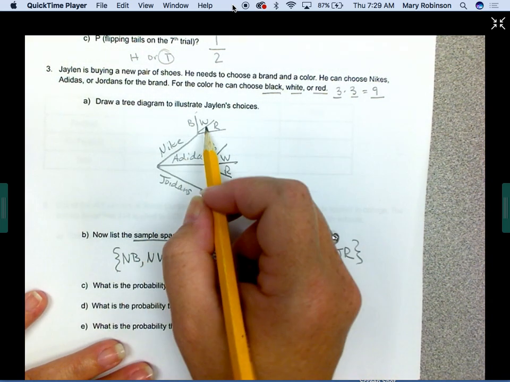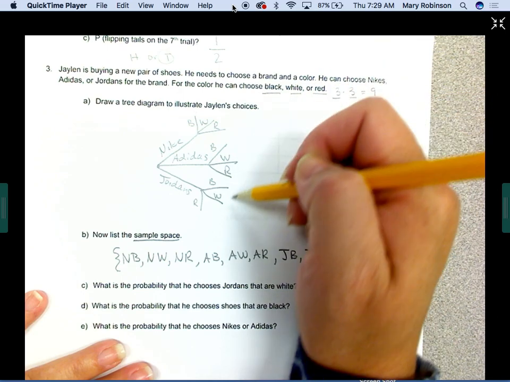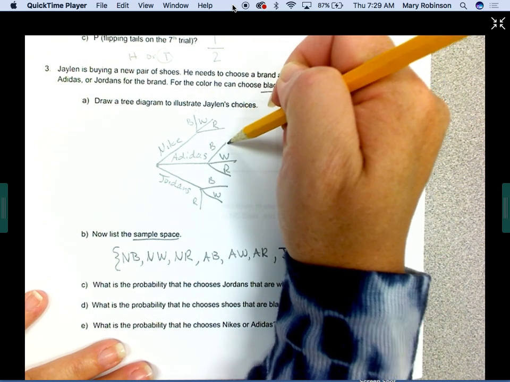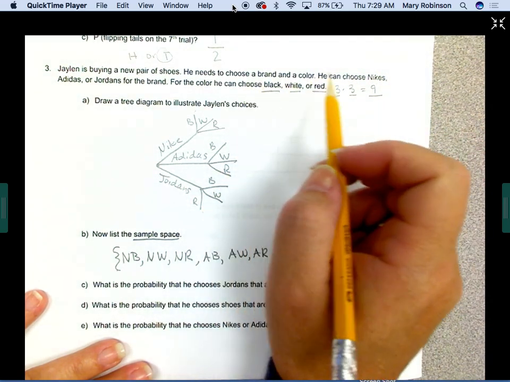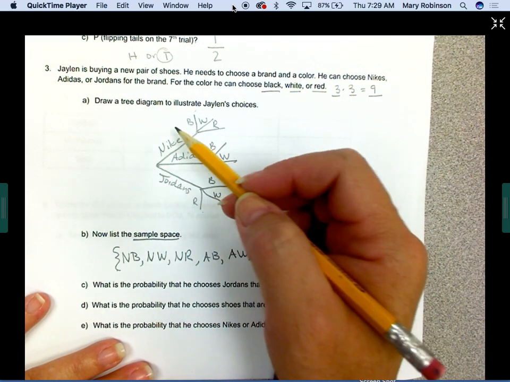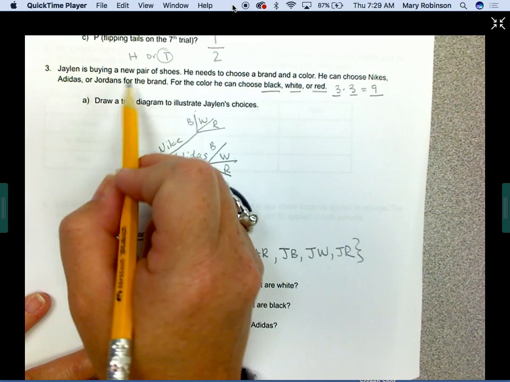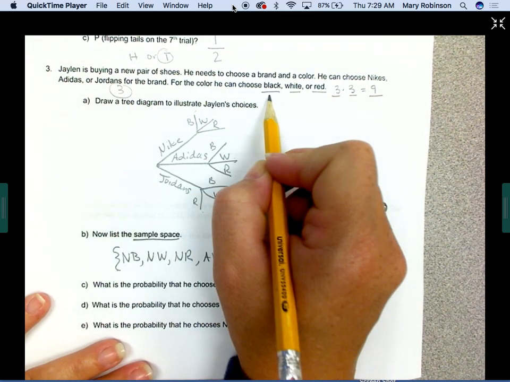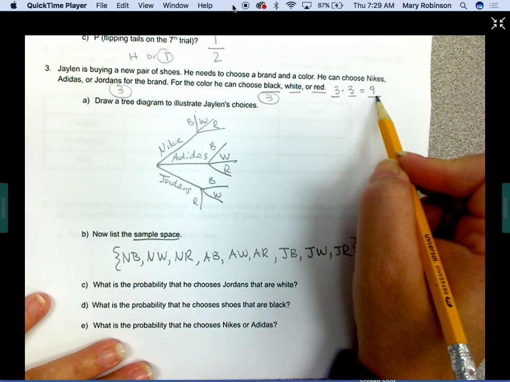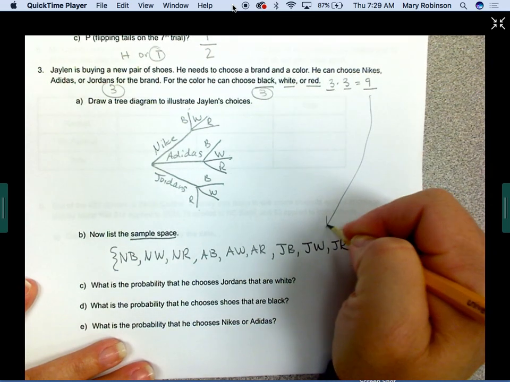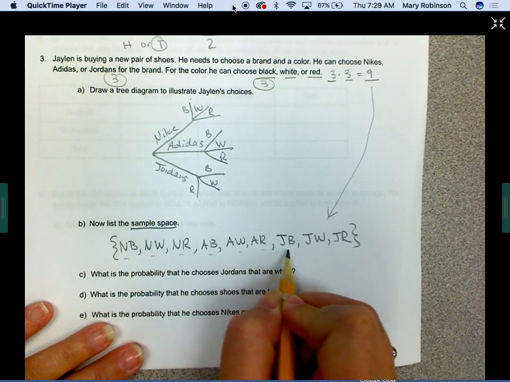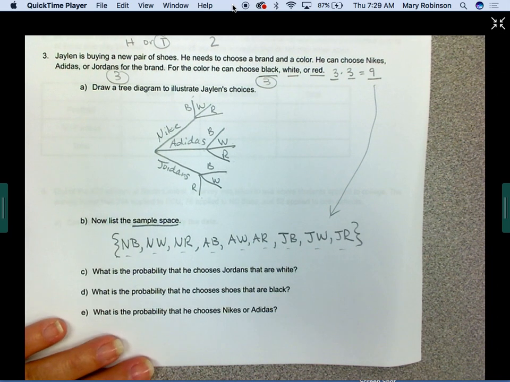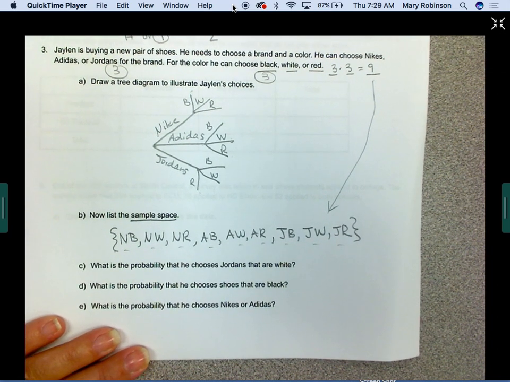So there are, if you count the number of leaves on the tree, so that's 1, 2, 3, 4, 5, 6, 7, 8, 9. Same as if we had multiplied his number of choices for each decision. So he had 3 brands to choose from and 3 colors he could choose from. That's 9 options. That tells you that when you list your sample space, you should have 9 elements in your sample space.